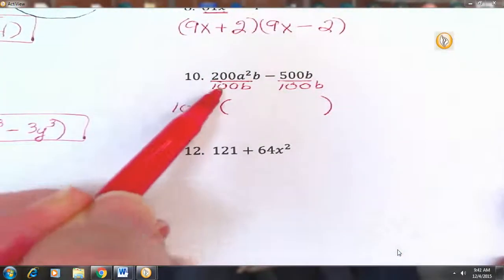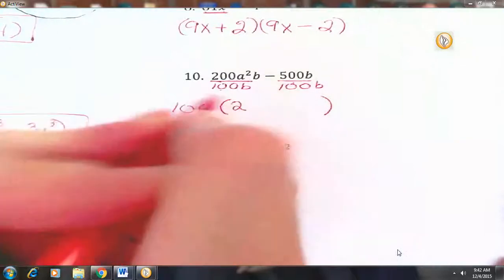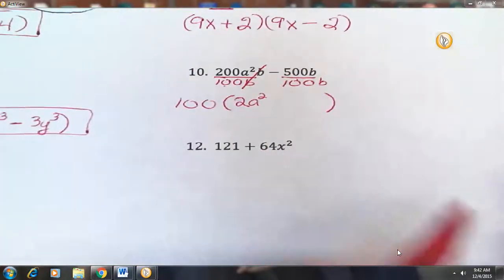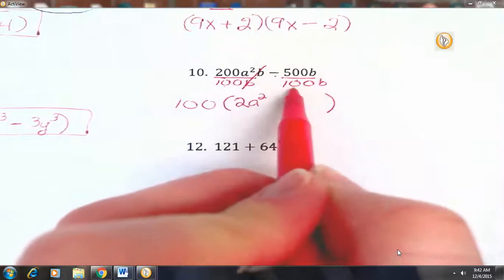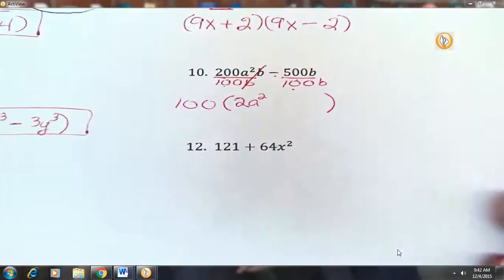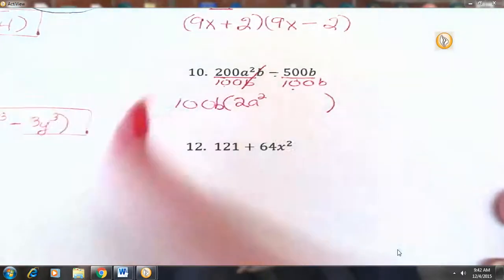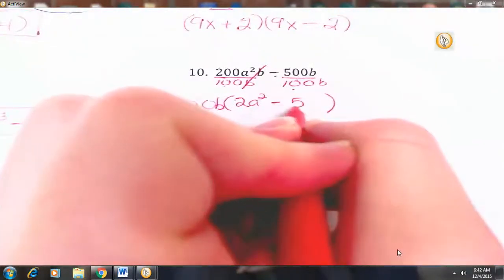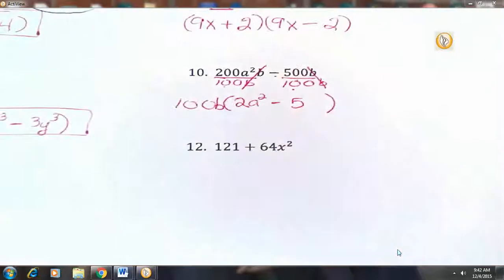200 divided by 100 is 2a squared, and b divided by b is going to cancel. Negative 500 divided by 100. Would I put a b? Yeah, on the outside. Yes, you're correct. 500 divided by 100 is? Minus 5. The b's are going to cancel. B divided by b is going to cancel.